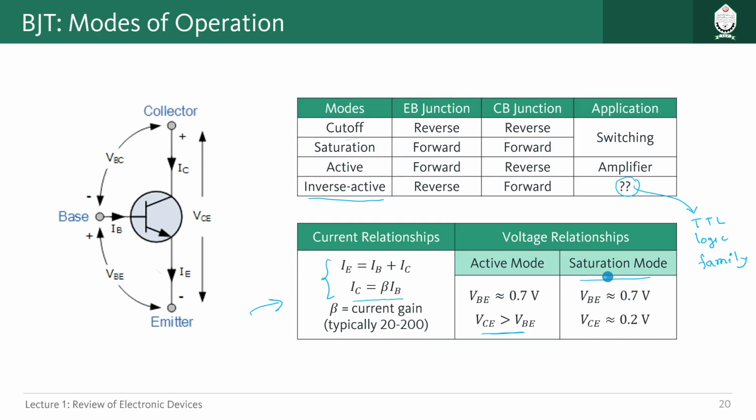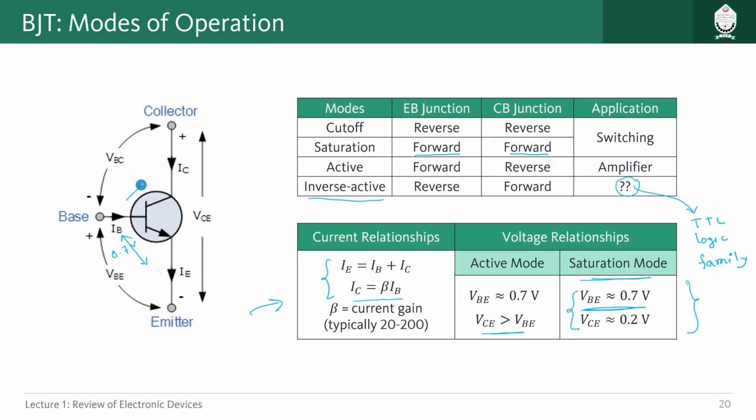And for saturation mode, these are not that clear right now, why we are taking these assumptions, but in the next page you will understand how these things come out. In the saturation mode we have seen that both of the junctions should be forward biased, so this one should be forward biased and should have 0.7 volt, right? And also this CB junction should be forward biased.